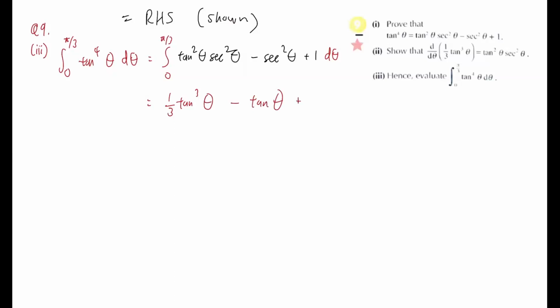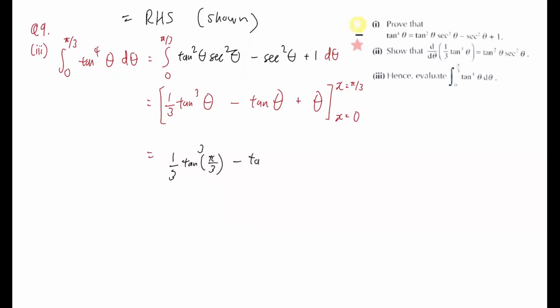Not x. Wait. What letter? I mean theta. Theta, yes. Okay. Box, and then square bracket. Yeah, and then theta will equal pi over 3 on the top, and then theta equals 0 on the bottom. Very good. And then sub in, then calculate. Yes. Try finding the exact value this time.